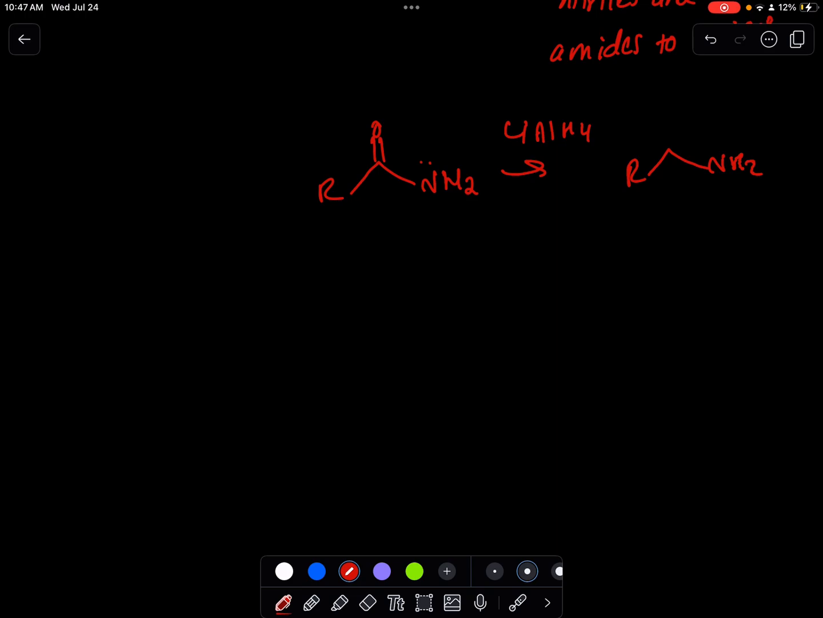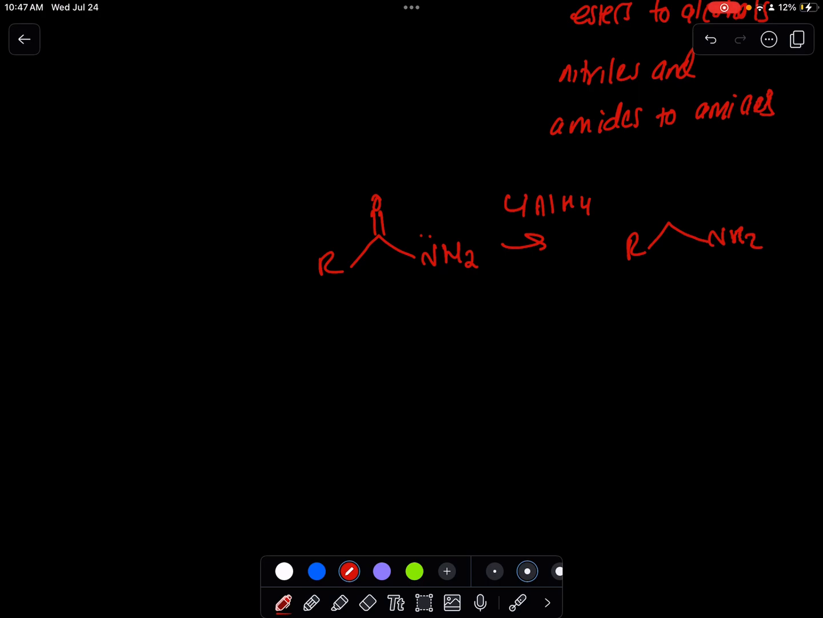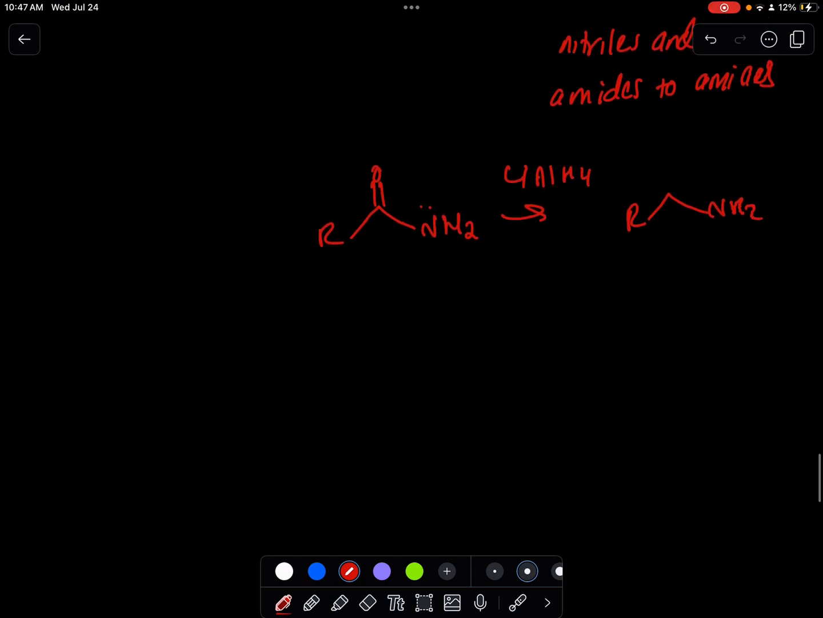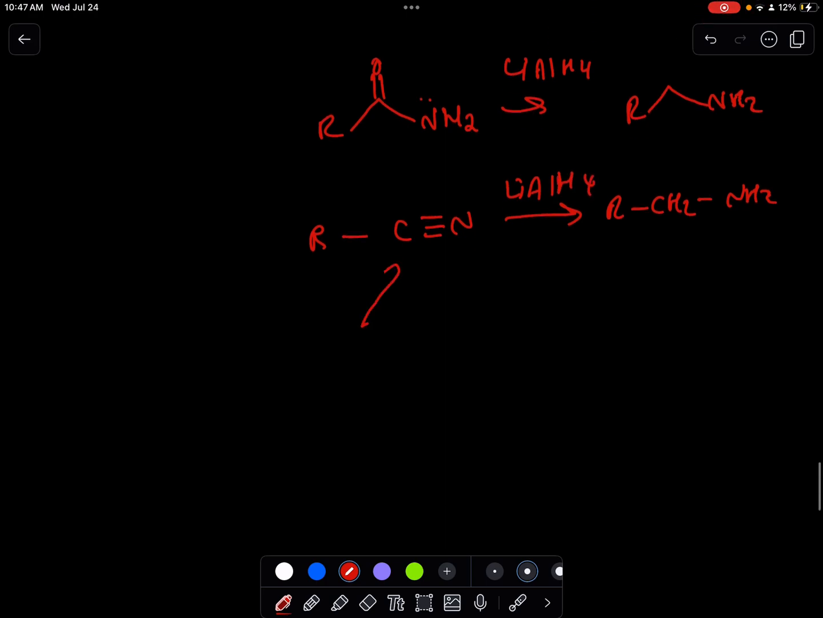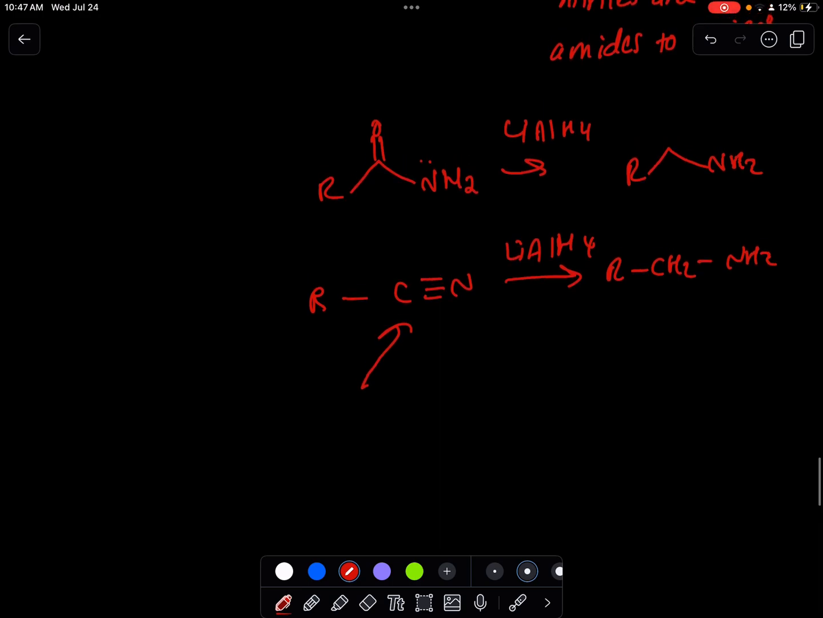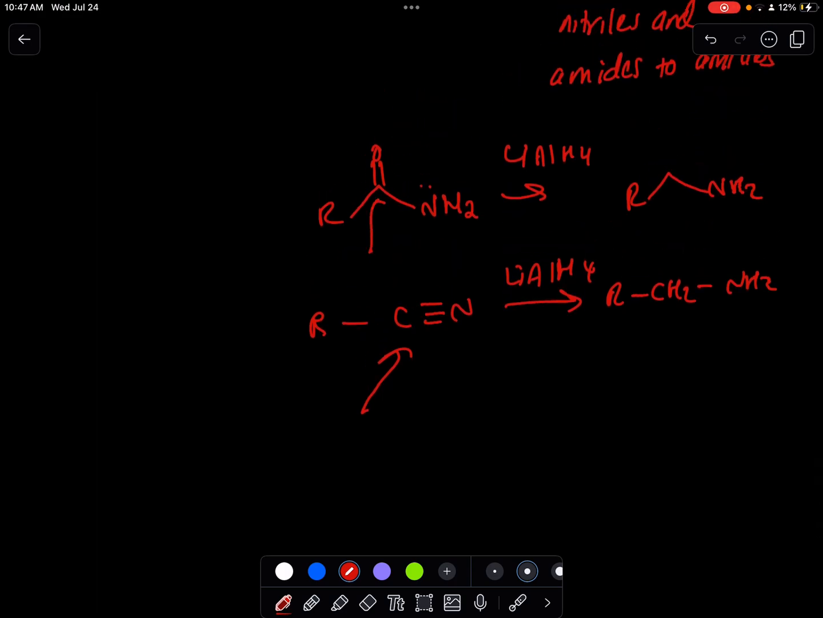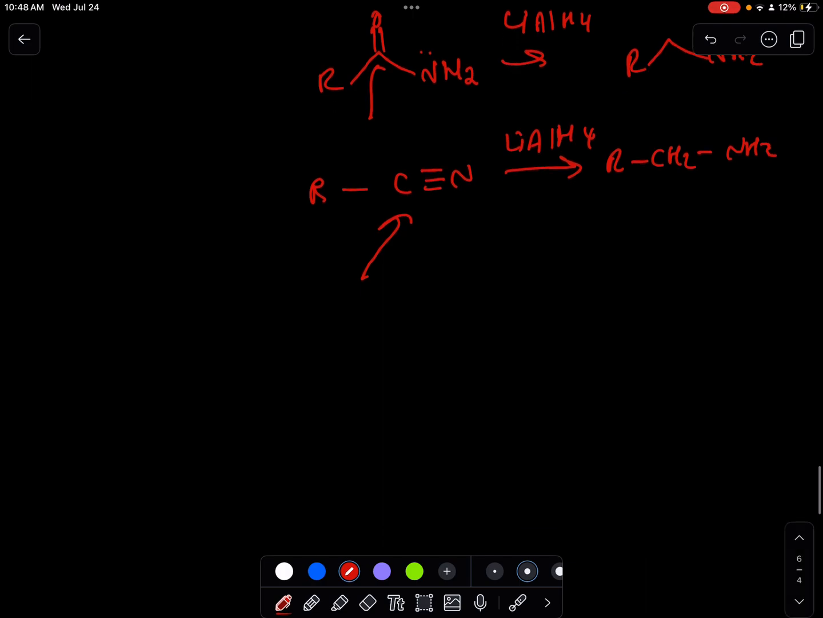Lithium aluminum hydride can also work with nitriles. So let's have a look at the product there. If you have a nitrile and you add lithium aluminum hydride, what are you going to get? You're going to get a primary amine. Why is it primary? Because you started with one carbon, you'll end with one carbon. In this case as well, you get a primary amine. That's because this nitrogen is just simply bonded to two hydrogens.